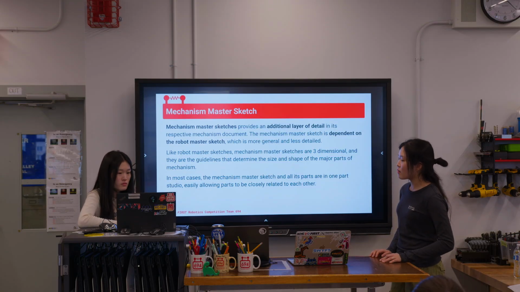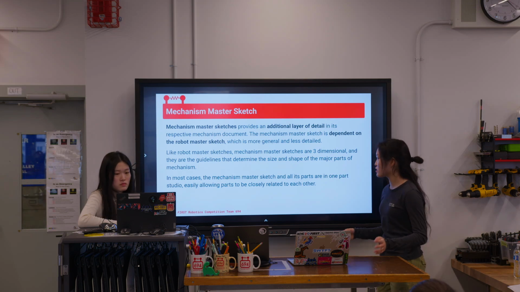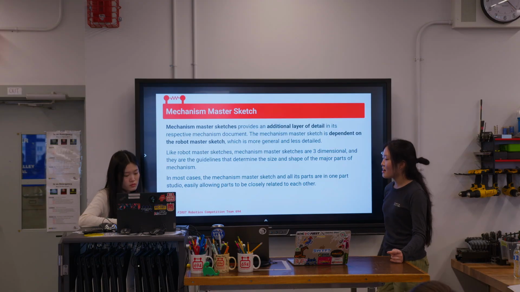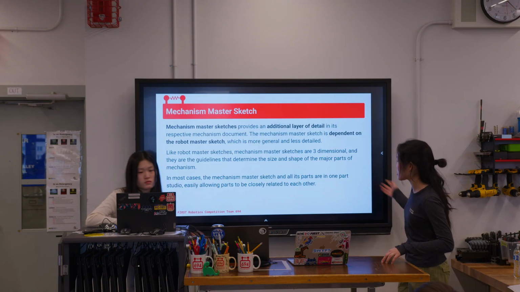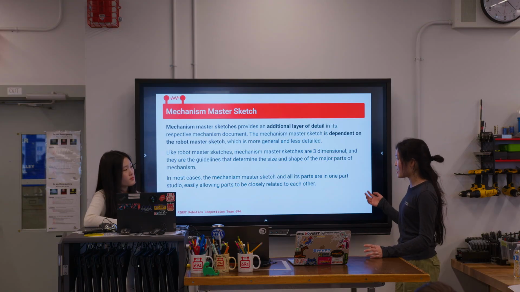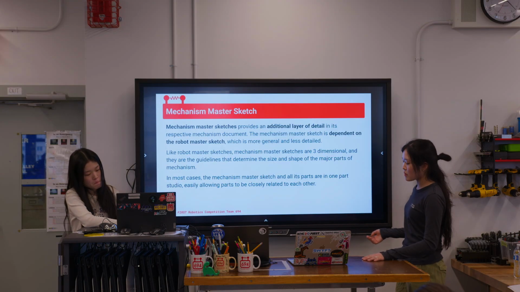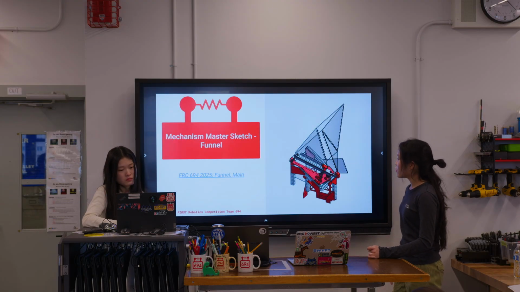It's in a separate document for one specific mechanism. So it provides an additional layer of detail that you wouldn't necessarily represent in the Robot Master Sketch, and it goes into a lot more specific stuff. It has a similar idea of having a lot of sketches in 3-dimensional space in order to represent the shape and size of the mechanism. So an example.